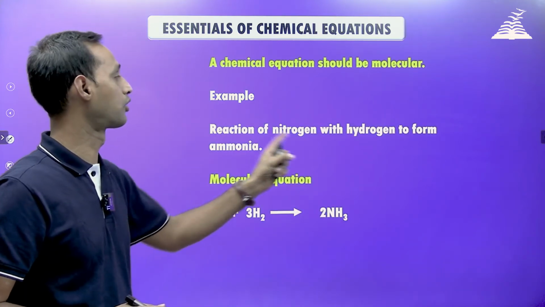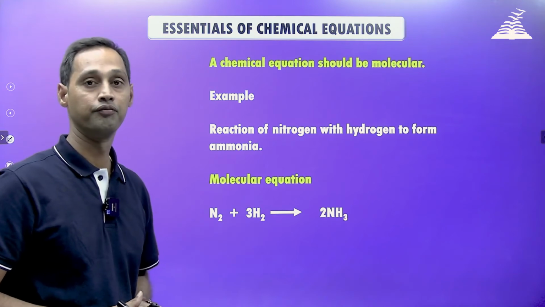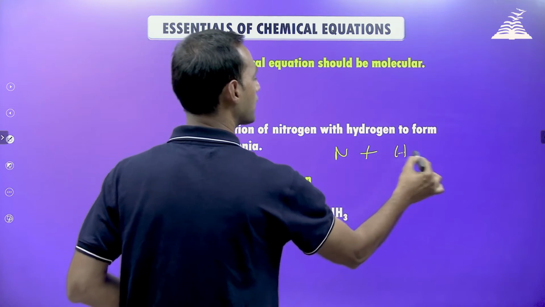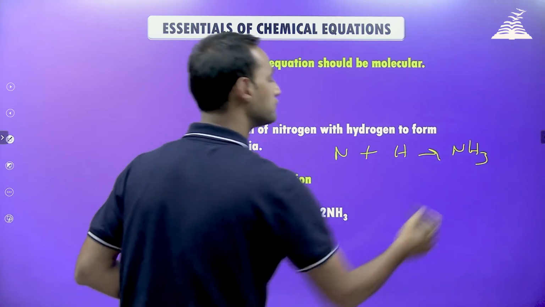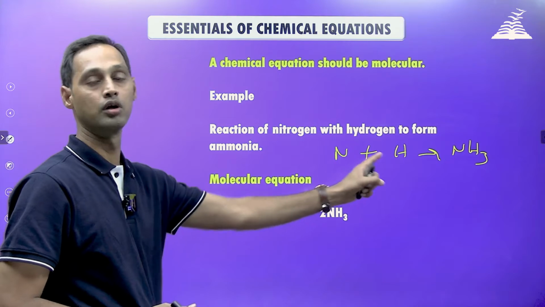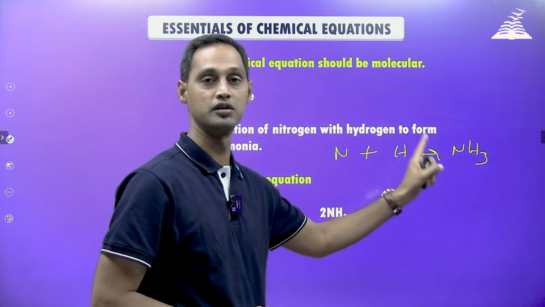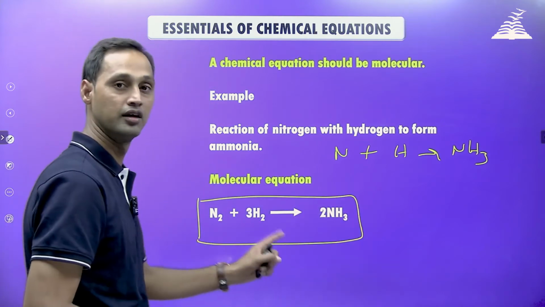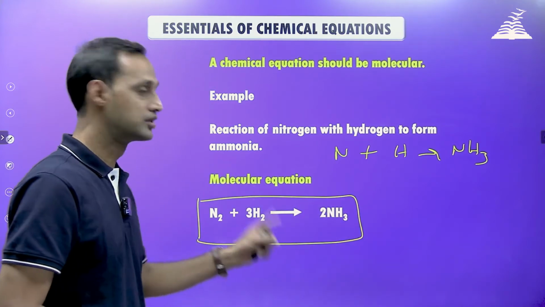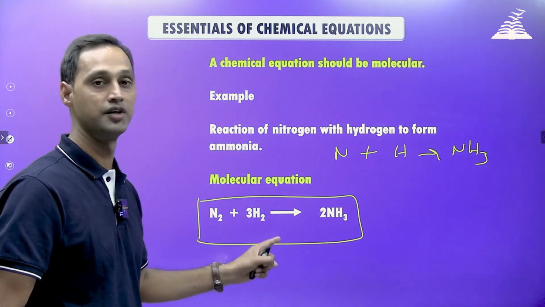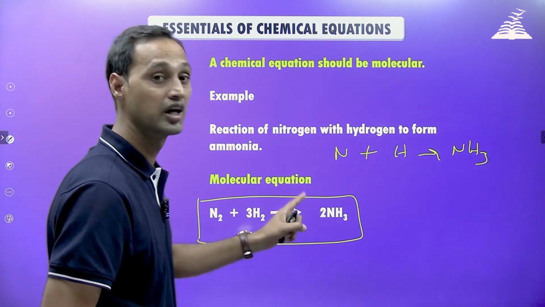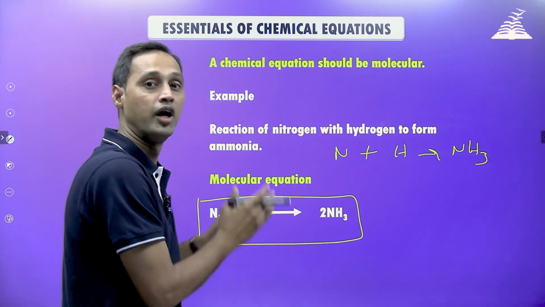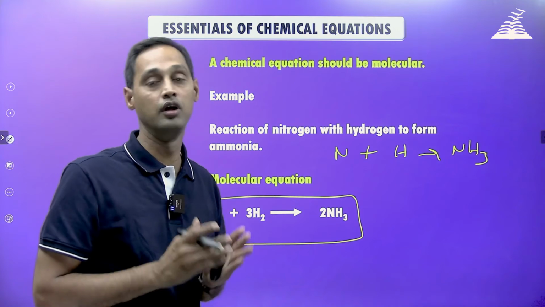Here, reaction of nitrogen with hydrogen to form ammonia. So here you cannot write it like this: nitrogen reacting with hydrogen to give ammonia. You can't write like this because this is not in molecular form. This equation is not a molecular equation. This is an atomic equation. So we should write this equation like this. Now this is representing a true chemical change and it is in molecular form. So this is a chemical equation.